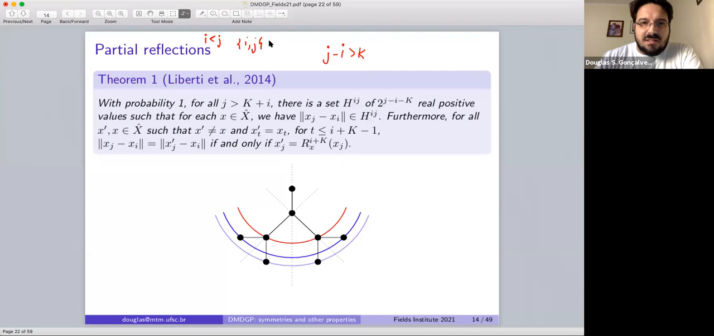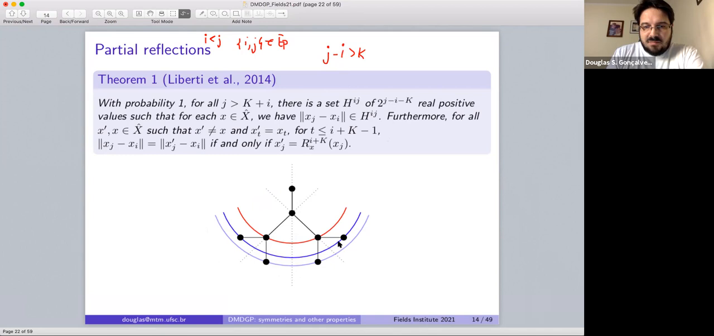And what this theorem says is the following. If you consider J and I arbitrary, satisfying this condition, then in the binary tree of a DMDGP, the Euclidean distance between Xi and Xj among all the possible realizations in this tree will generate a set of 2 to the power J minus I minus K real positive values. What does it mean, for instance? If you consider the distance from vertex 1 to vertex 4, with indices I equal to 1, J equal to 4, you replace 4 minus 1 minus 2, and you're going to have 2 distance values that will be generated by the positions of vertex 4.